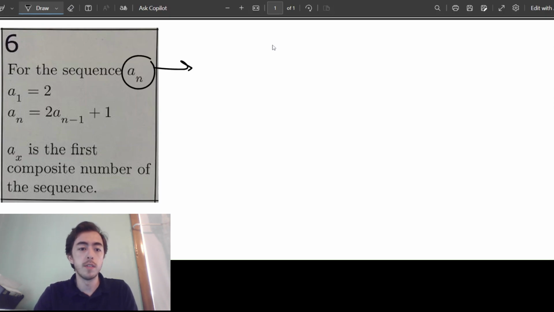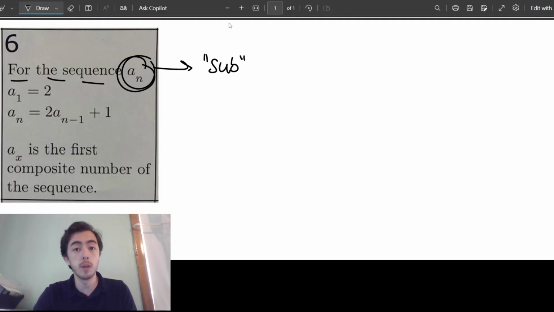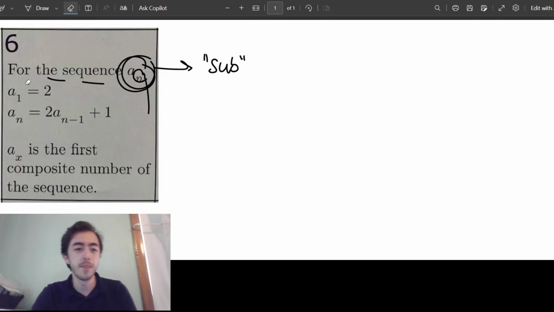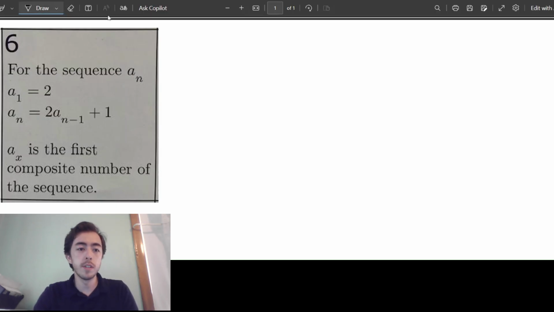So this I would say out loud as, for the sequence a sub n, the sub part just stands for subscript. Like whenever you write stuff below the normal line, it's a subscript because it goes below. So for the sequence a sub n, a sub 1 is equal to 2. And this is just saying that the first term of my sequence is equal to 2. So it's basically just like I have a list of numbers, and the first number that I have is going to be 2.